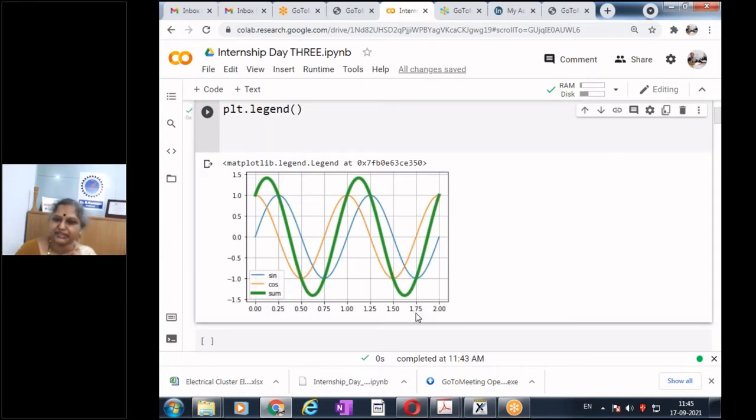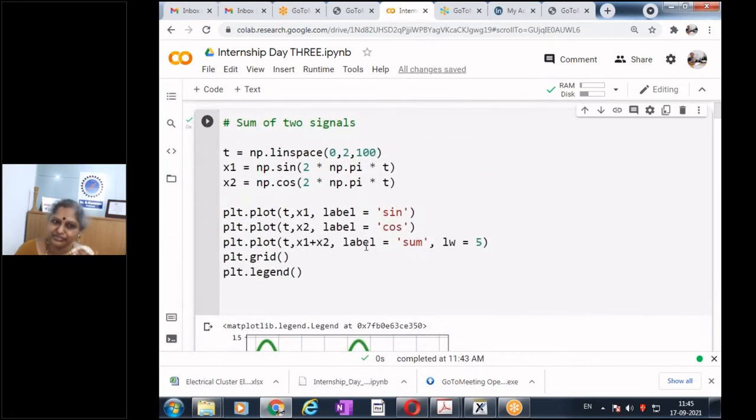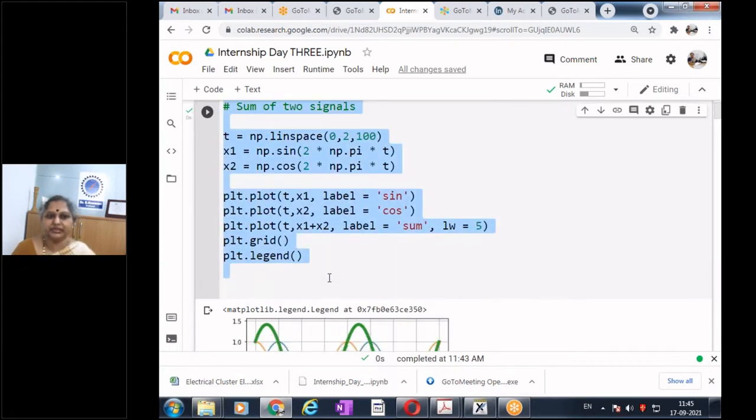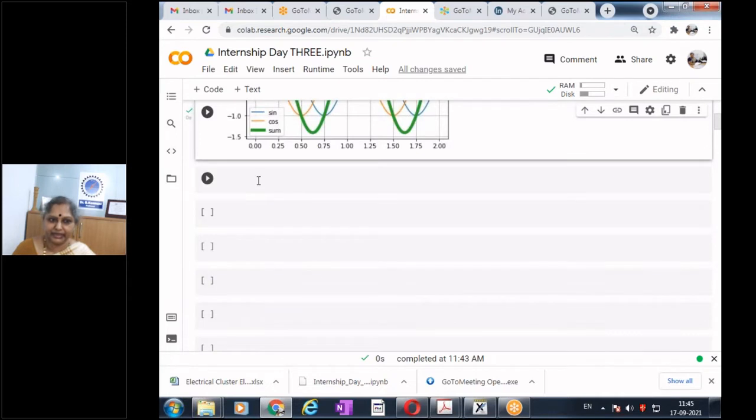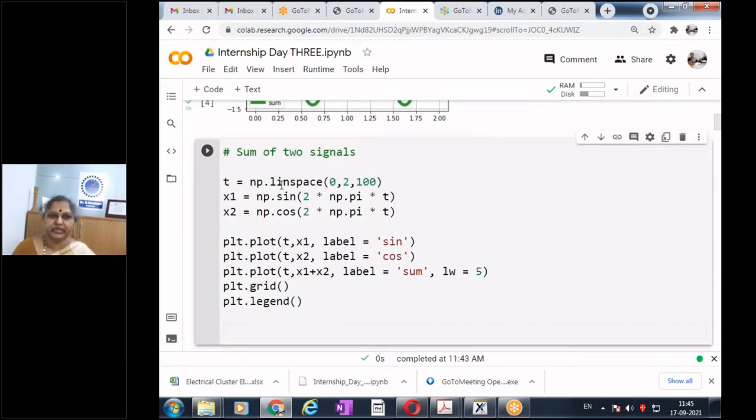Okay. So this was one example, sum of two signals. Now let's take one more example of sum. I'll just copy this signal, copy that, and paste it in another cell. It is the sum of two signals only, but please watch what I'm doing.